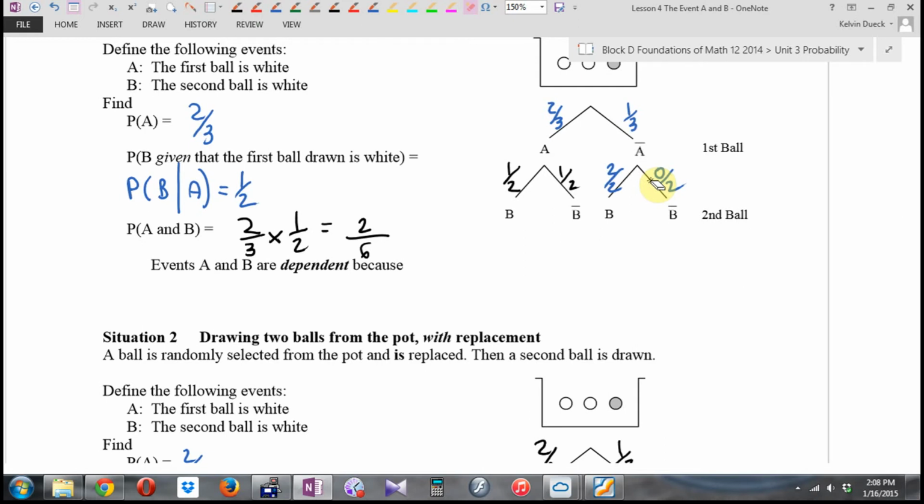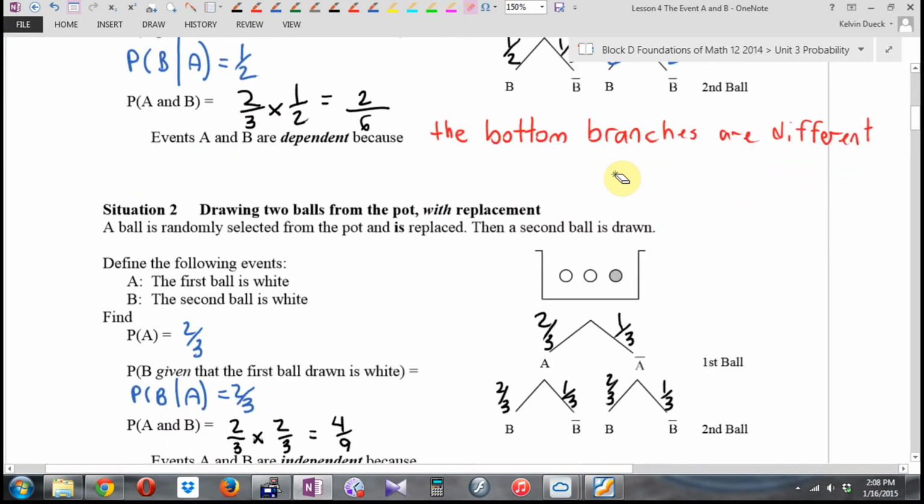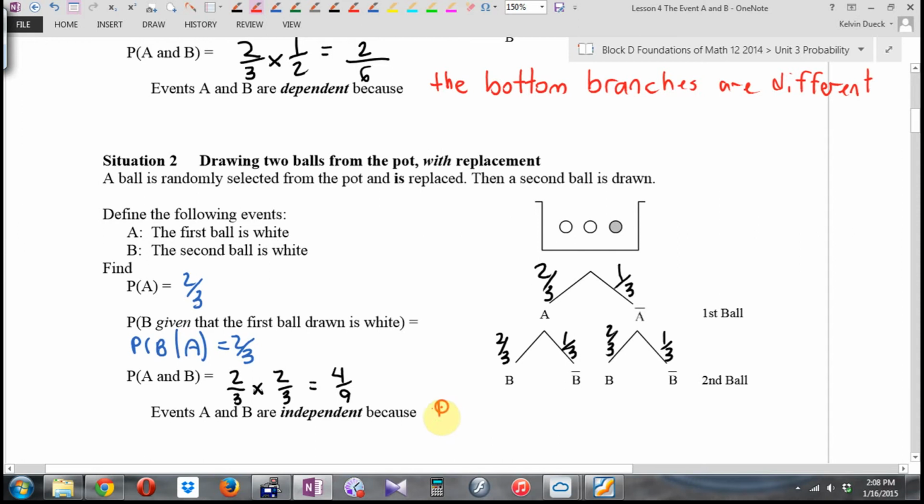The way I like the best, the easiest, the most visual is A and B are dependent because the bottom branches are different. Brianna, this B and this B have different values. Both B's, they're both second ball white, but apparently it depends which side you went down. A and B are independent because bottom branches are identical.